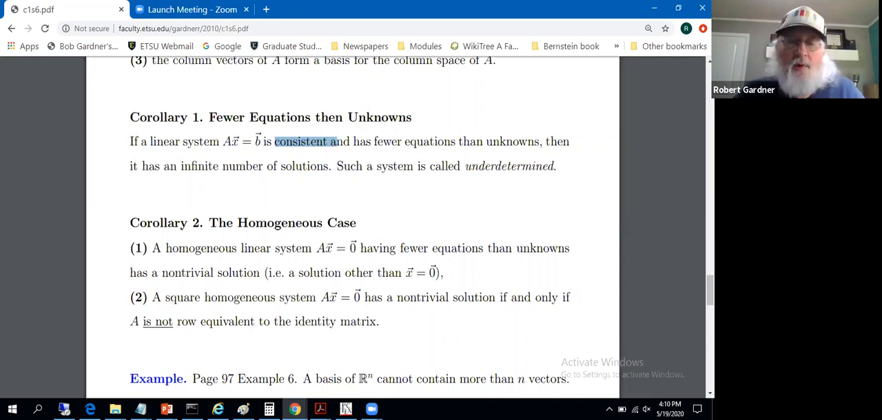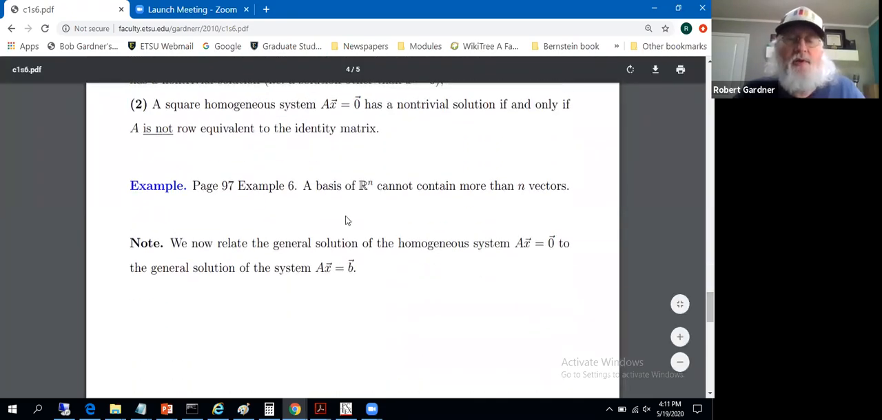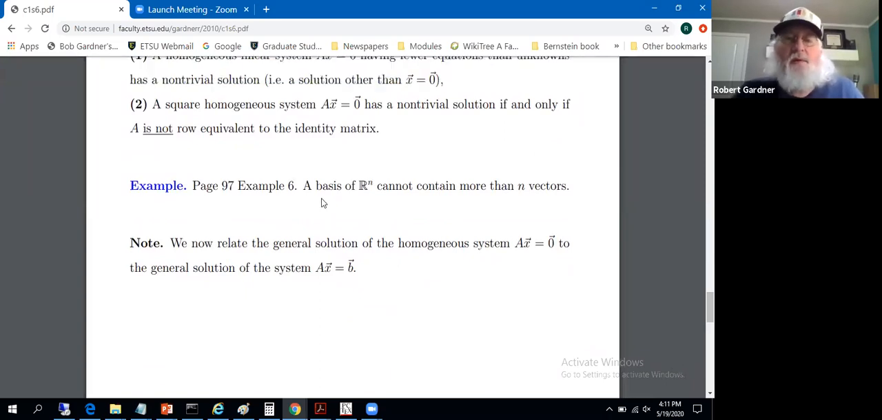Okay, this is useful. I still don't like our definition of basis, but we're getting there. In Example 6, it's shown that a basis of Rn cannot contain more than n vectors. So the n there is the n from Rn, so the vectors have n components. That's when you're saying these vectors are from Rn. Basis means a spanning set where every vector can be uniquely written. Remember our definition of basis. So let's take a look at that one.